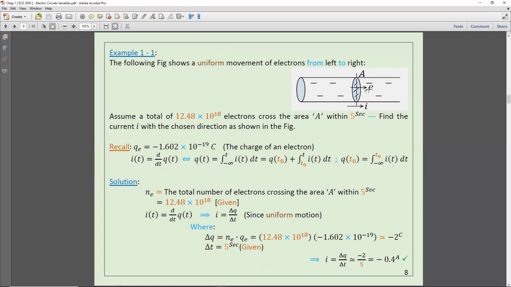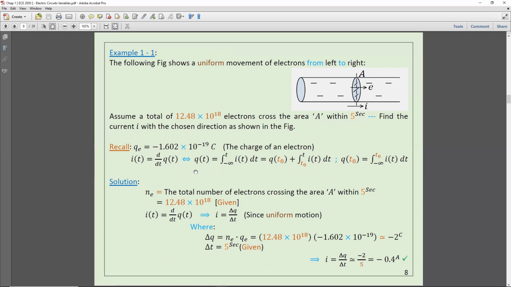And so here I'm asking you, assume a total of 12.48 times 10 to the power 18 electrons cross the area A in 5 seconds. Okay, so this is given to you, and it's constant. So every 5 seconds, this amount of electrons are moving this way, okay? So find the current I. Find the current I. So this is all the information I have.